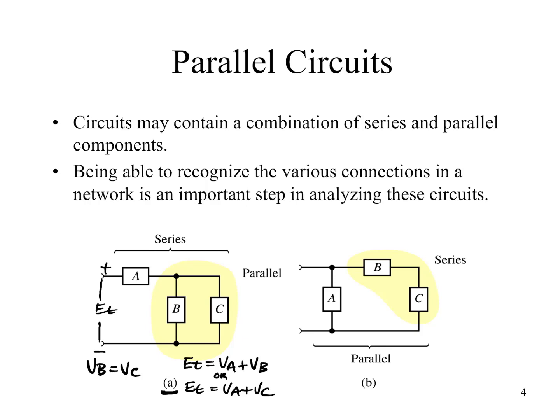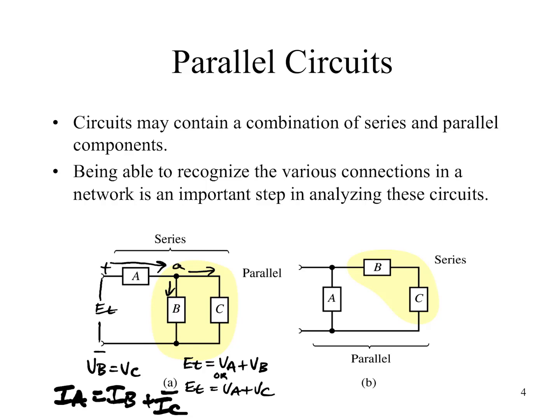Taking that a step further, if we talked about current here, we can see that the full circuit current is flowing through component A and then being divided at this node, and we have IB and IC. So if we look at the current entering that node and the current exiting that node, we could say that IA equals IB plus IC.